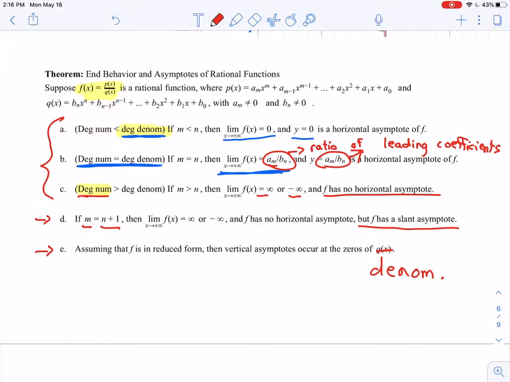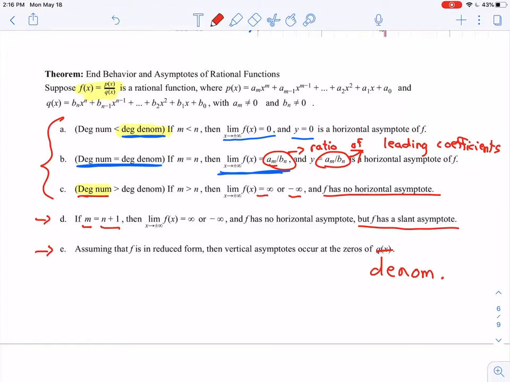Of course, you can fall back on your limits as x approaches positive or negative infinity, and honestly, I would encourage you to do that. I think it's good practice, and it's much more convincing than just saying, hey, I looked at the degree of the numerator and the degree of the denominator.